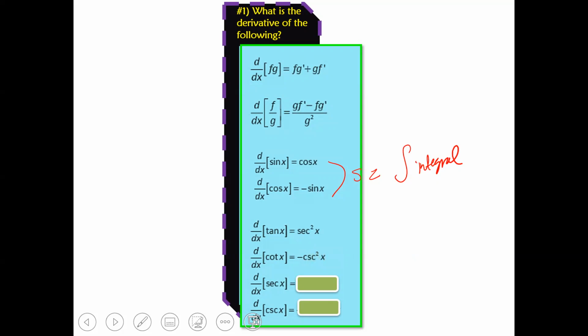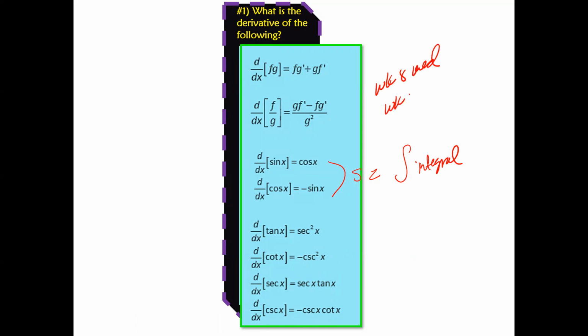The derivative of cotangent is negative cosecant squared x. The derivative of secant is secant x tangent x. And then for cosecant x, the derivative is negative cosecant x cotangent x. Now today is week 8 Wednesday. Your warm-up blog is due week 9 Friday, so keep that in mind.